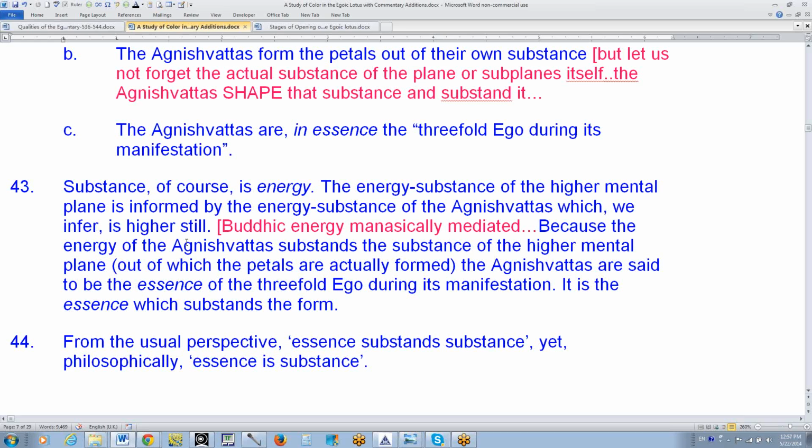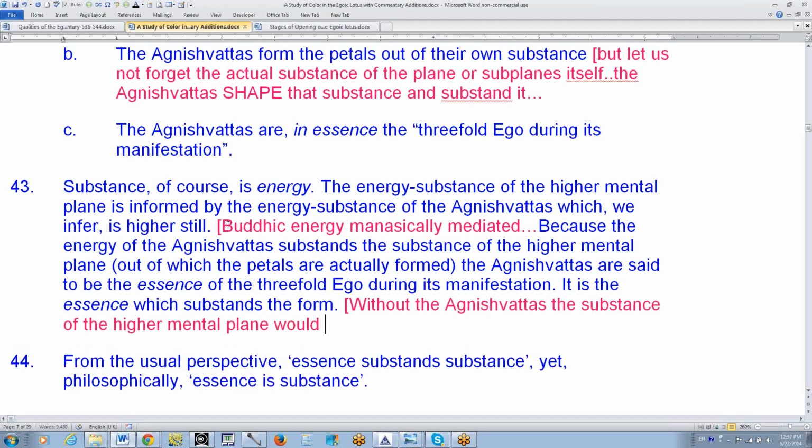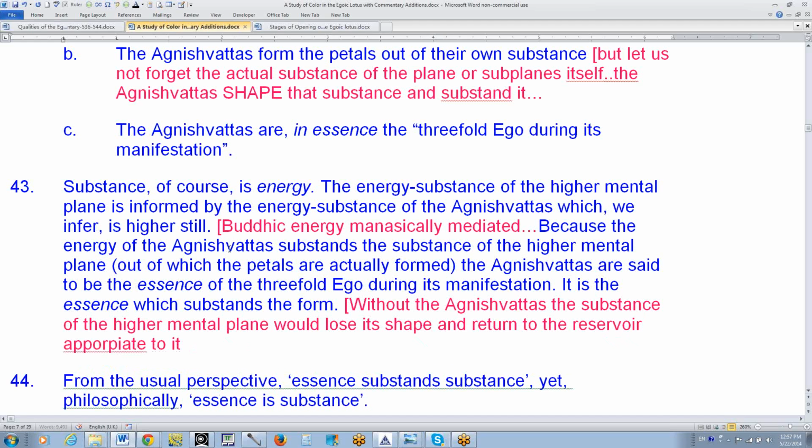Because the energy of the Agnishvattas substands the substance of the higher mental plane, out of which the petals are actually formed, the Agnishvattas are said to be the essence of the threefold ego during manifestation. If they were to disappear, the Egoic Lotus would disappear, and the substance of the higher mental plane would simply return to what it was before in its own reservoir. So it is the essence which substands the form, and without the Agnishvattas, the substance of the higher mental plane would lose its shape and return to the reservoir appropriate to it.